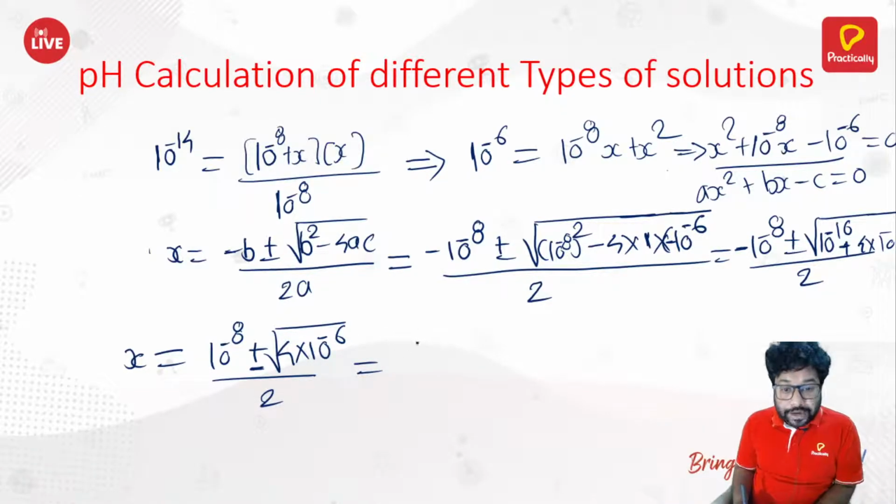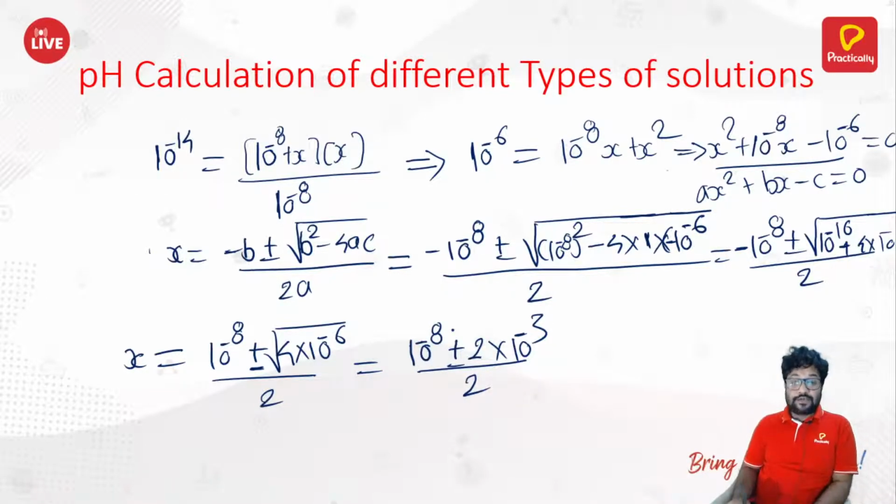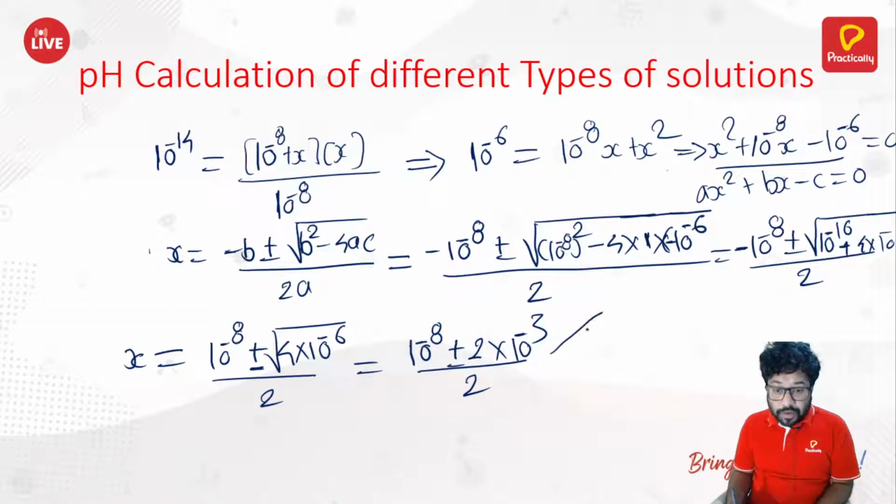By taking the square root of it, what do we get? 10 raised to minus 8 plus minus 2 into 10 raised to minus 3 divided by 2. Again 10 raised to minus 3, this is 10 raised to minus 8. It's a very, very small number. Again, you can ignore it, no problem with that.